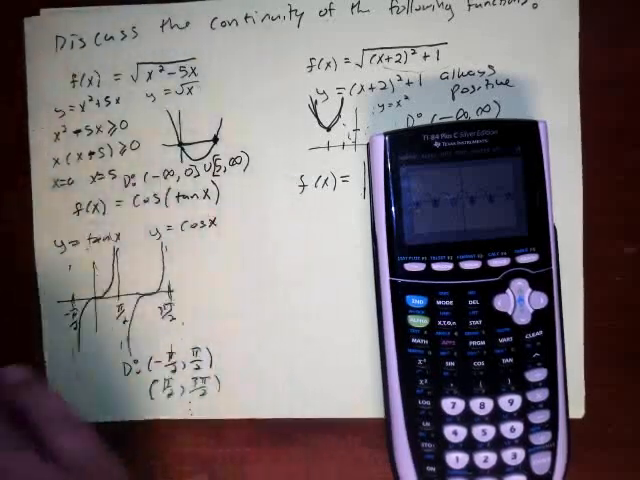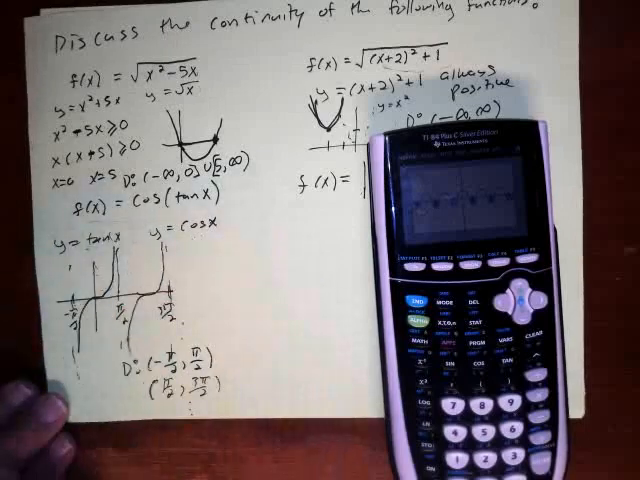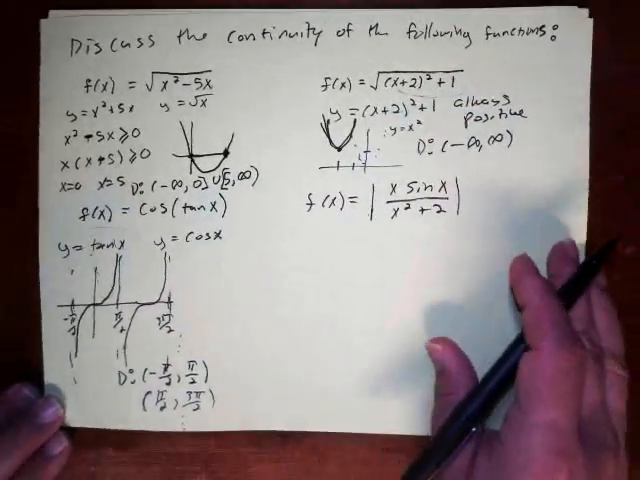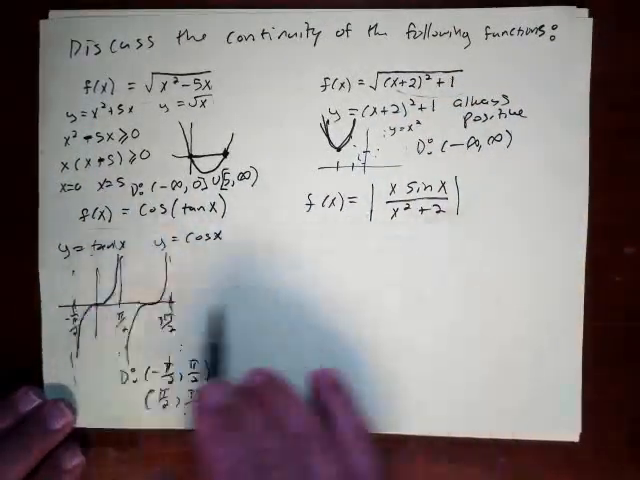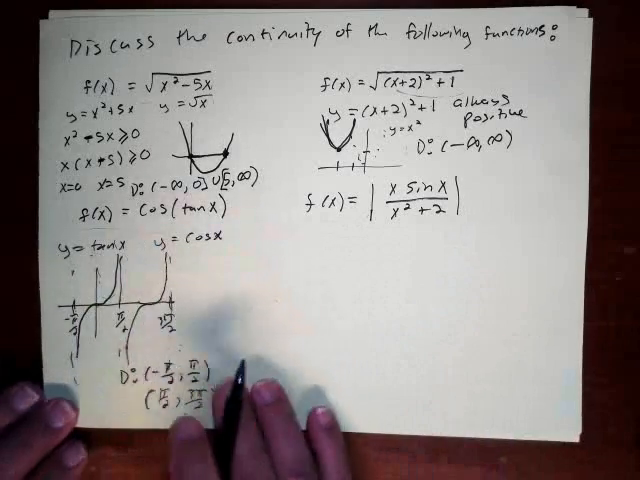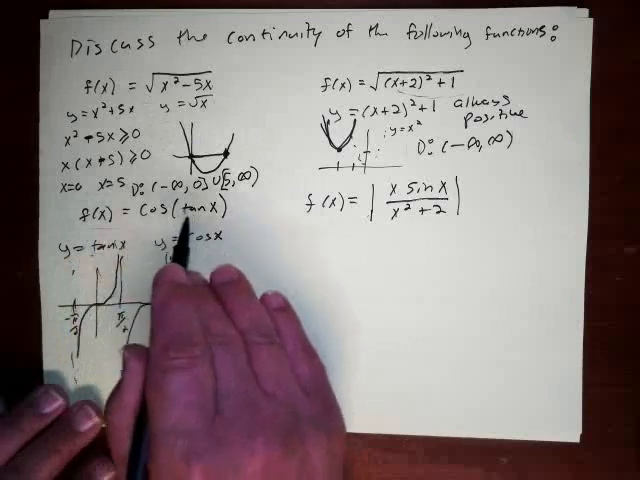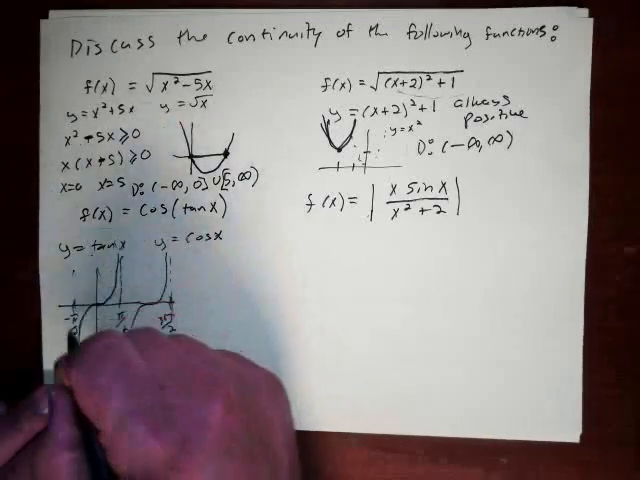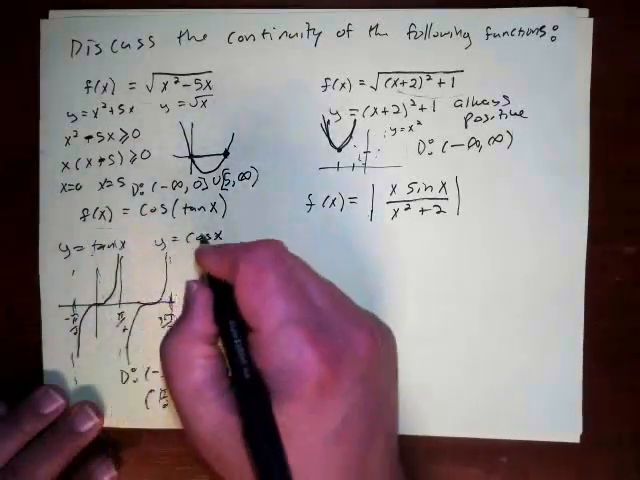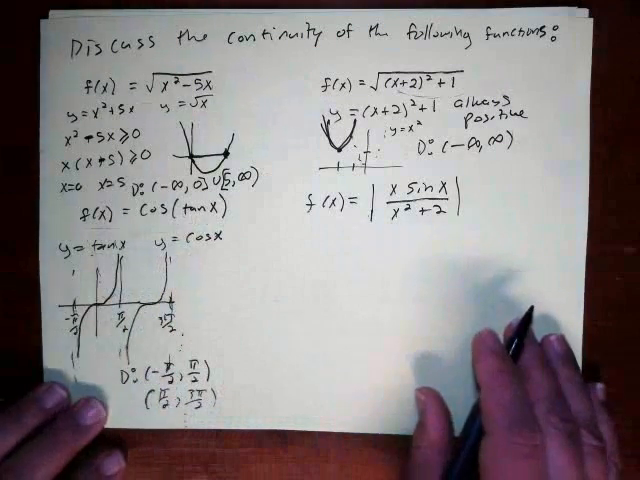But at those asymptote points, it will not be continuous, okay? But given that I restrict it to an open interval here, not including the endpoints, the composition of two continuous functions is continuous. And tangent is continuous, cosine is continuous.